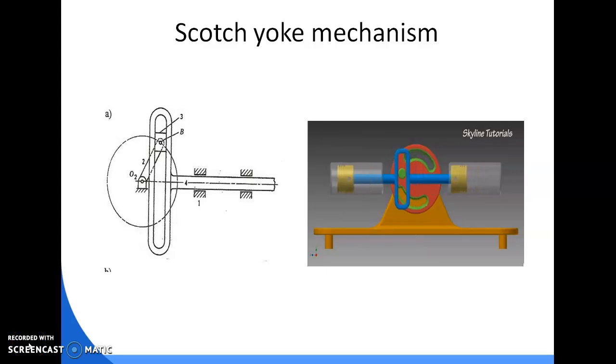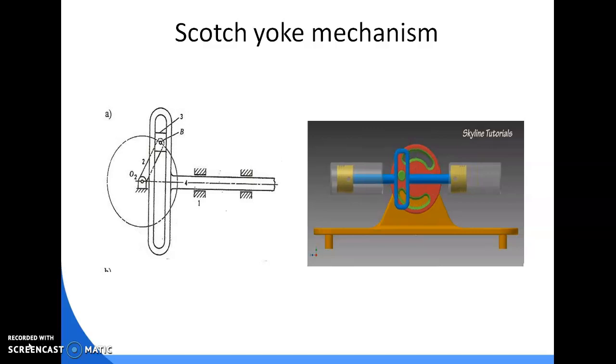Our next inversion is Scotch yoke mechanism. This inversion is used for converting rotary motion into a sliding or reciprocating motion. Here, link 1 is fixed. In this mechanism, when the link 2 rotates about the point O as its center, the link 4 reciprocates.